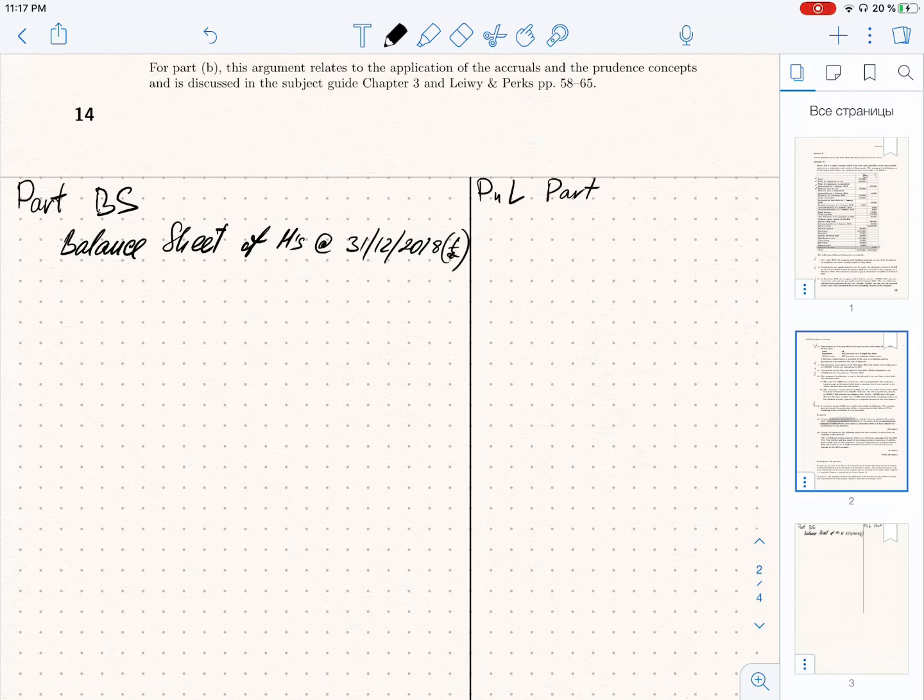Profit and loss statement should be named as profit and loss statement or income statement of M for the year ended, because profit and losses are recorded for the certain period.